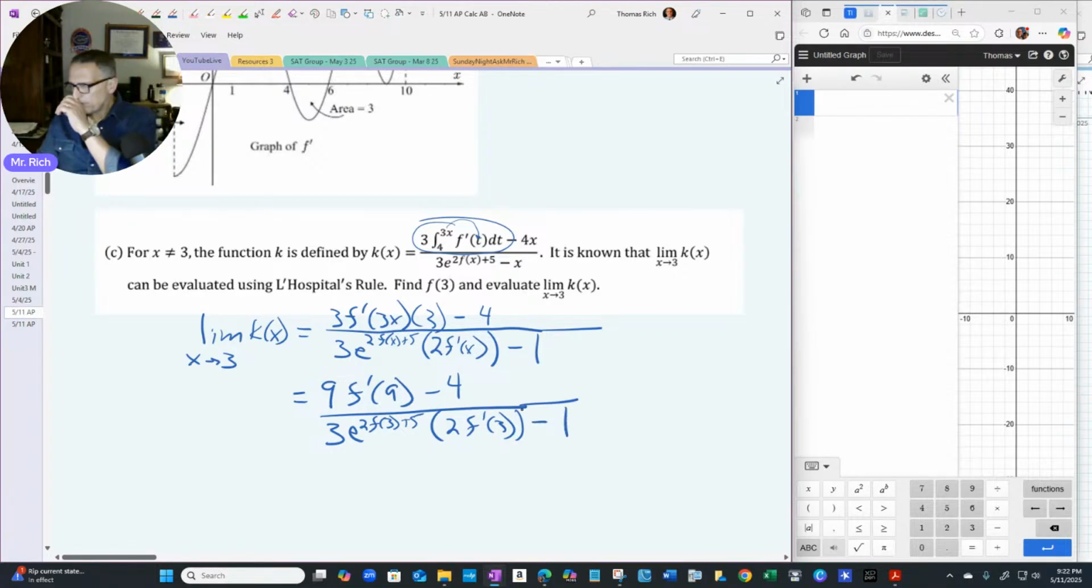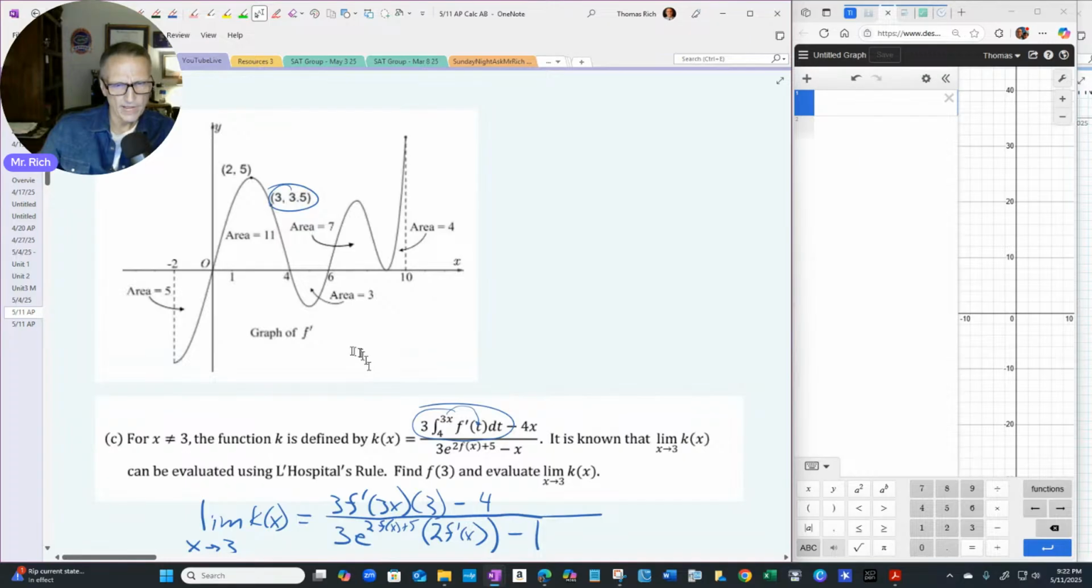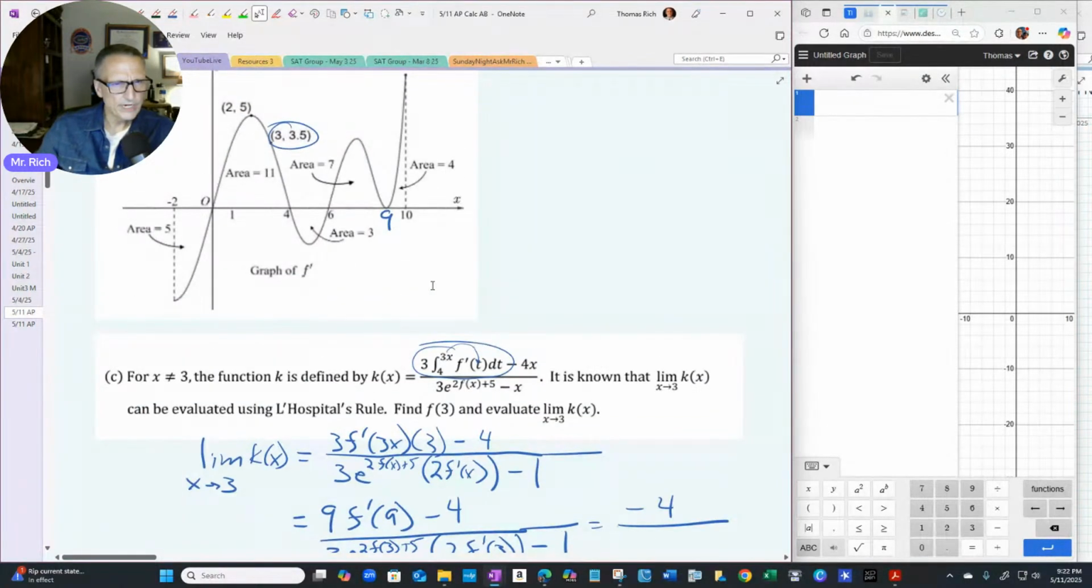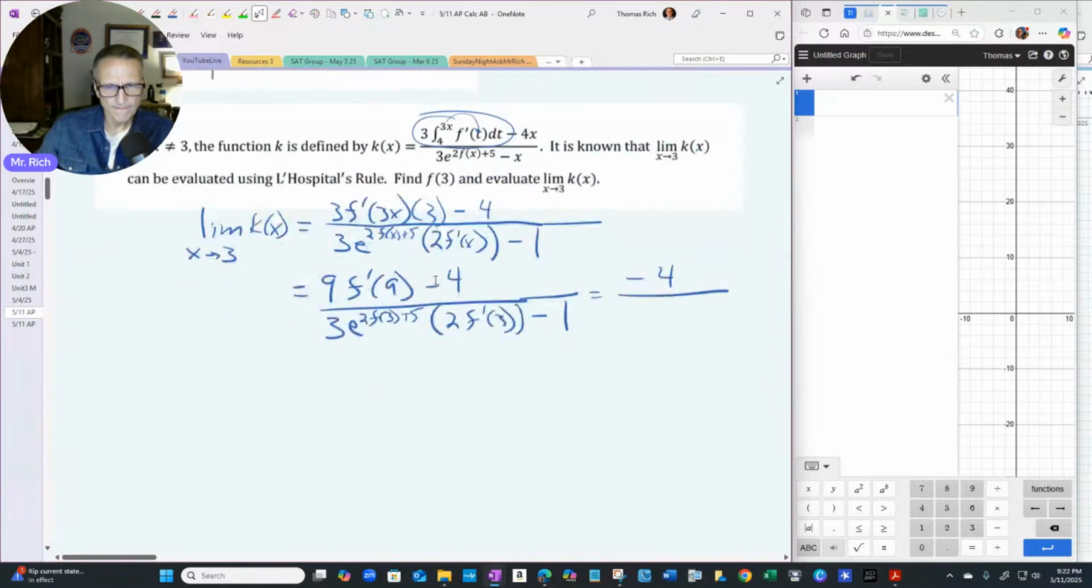So it looks like what we do have to do is we do need to find f of 3 right here. Now, f prime of 9, we have that. That's going to be 0. Right? That was a 9 right there. So that's a 0. So that leaves us negative 4 on the top. F prime of 3, we have a 3.5.